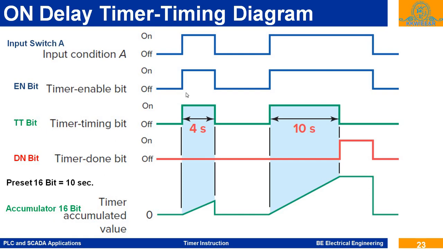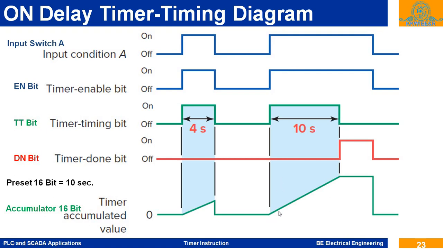Now after a short delay, we again close the switch, so it is true. The enable instruction is true, the accumulator starts incrementing, so the timer's timing bit is true, or set. The input instruction is set. At the same instant, your enable bit is set, TT is set, and the accumulator starts incrementing. Now this switch remains in a set condition. The enable bit also remains set until this input goes false, or this input rung condition goes false.